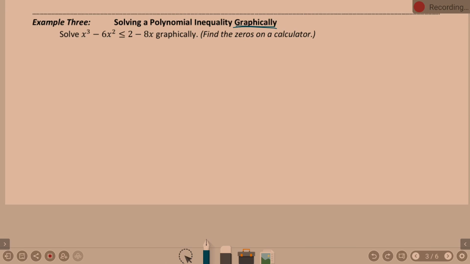And so in order to do that, I'm going to what? Subtract 2 over and add 8x over. So when I write this out, I'm going to have x cubed minus 6x squared plus 8x minus 2 is less than or equal to 0. That is the graph we're looking at.